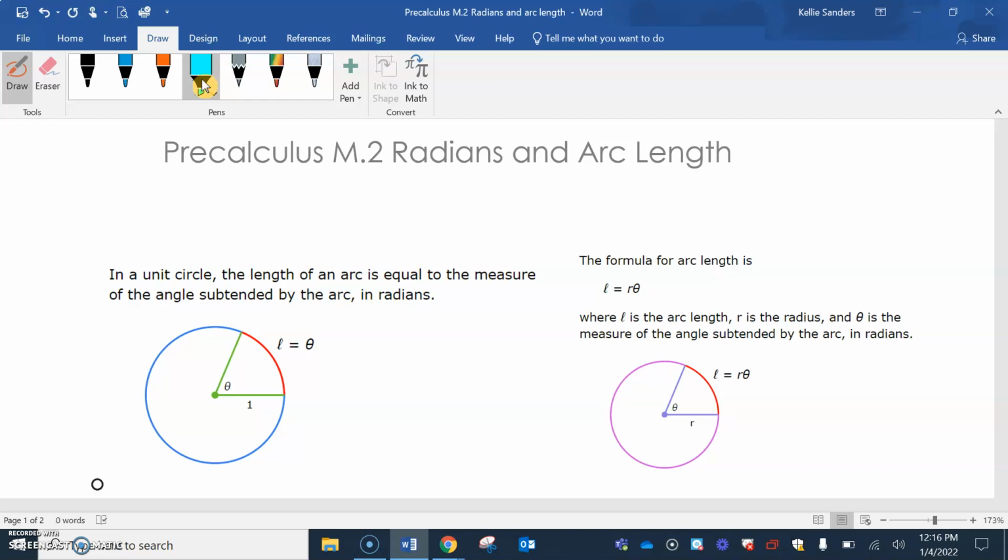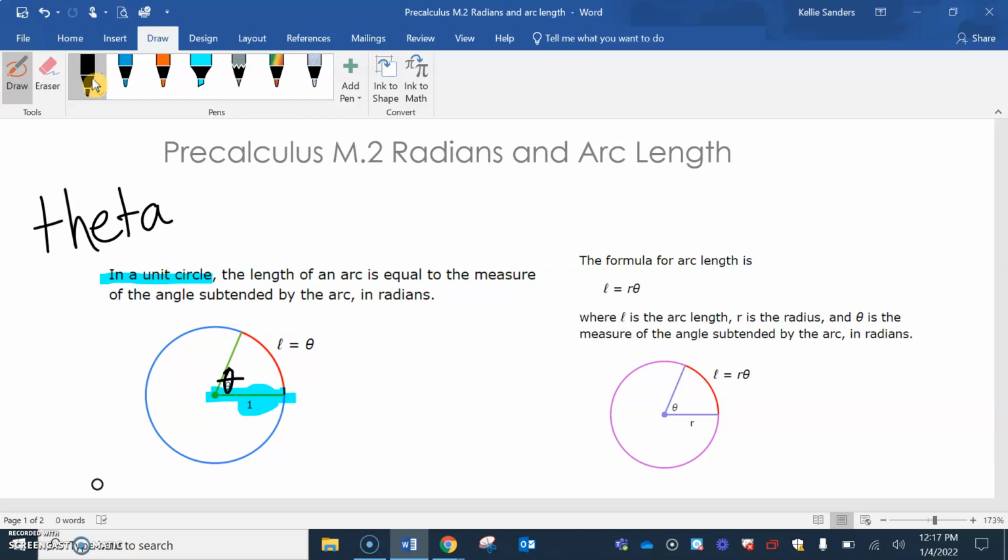Precalculus, M2, radians, and arc length in a unit circle. A unit circle is whenever your radius is 1. In a unit circle, the length of an arc is equal to the measure of the angle subtended by the arc in radians. So what that means is if you have a unit circle and your angle is theta, the Greek letter theta, and in math, theta is always an unknown angle. So whenever you hear me say theta, we're talking about an angle.